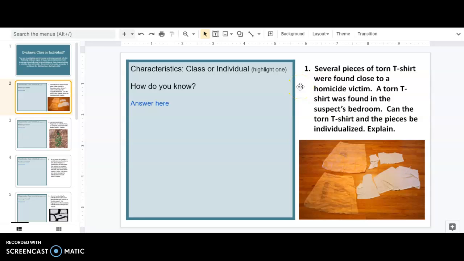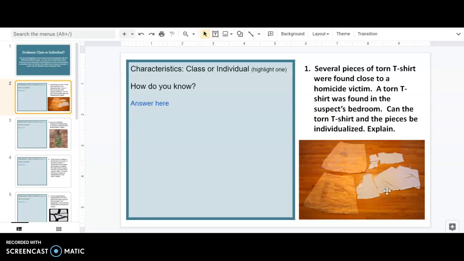Several pieces of a torn t-shirt were found close to a homicide victim. A torn t-shirt was found in the suspect's bedroom. Can the torn t-shirt and the pieces be individualized? Explain. So this is a t-shirt. We have torn pieces that are found at the crime scene, and we have what appears to be the rest of the torn t-shirt found back at the suspect's bedroom. Now, they're not asking us if this particular example has class characteristics or individual characteristics, but is it possible? And so we have to think about this.